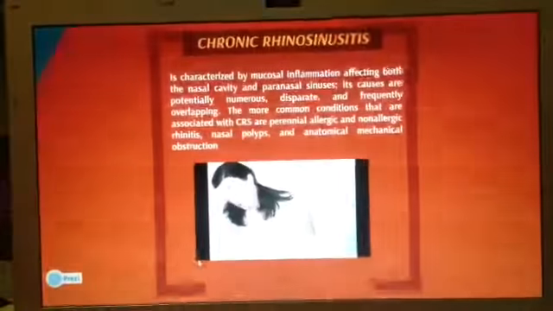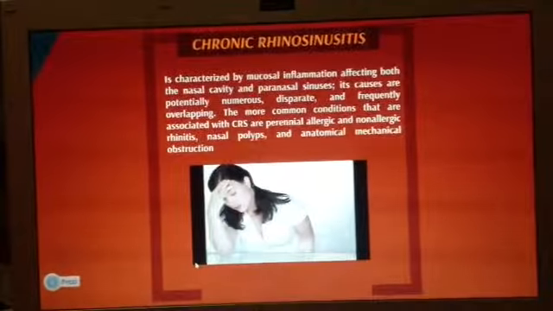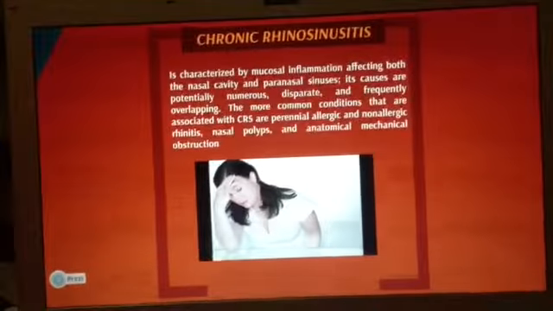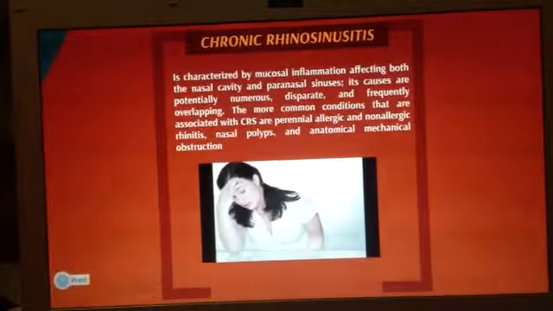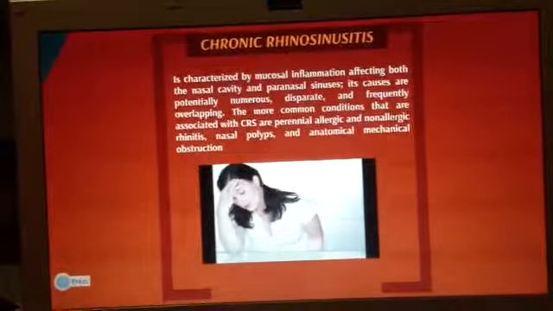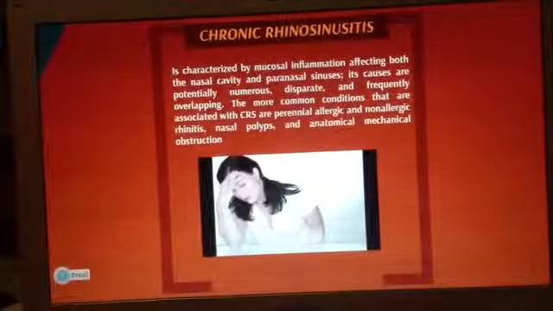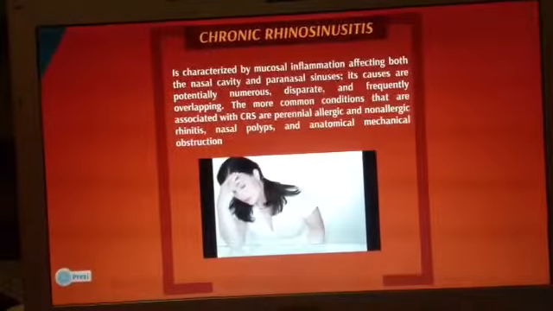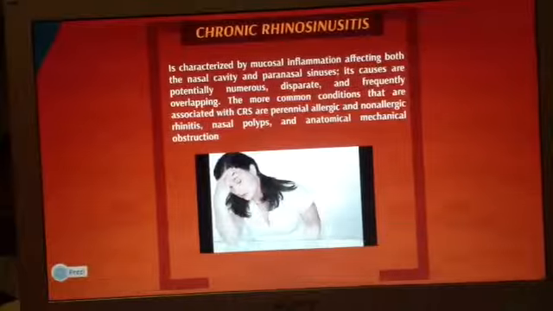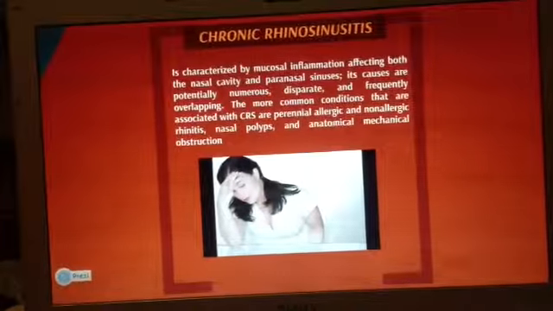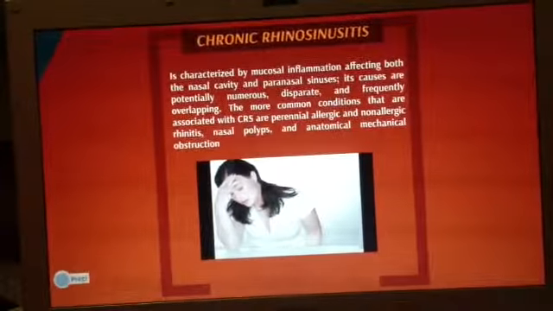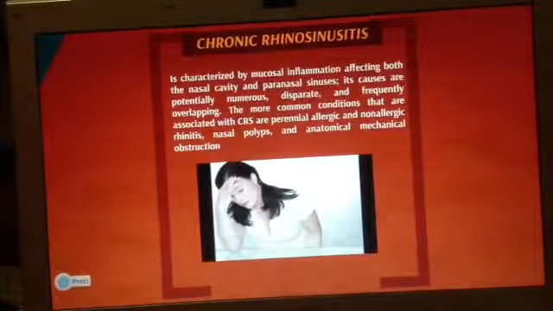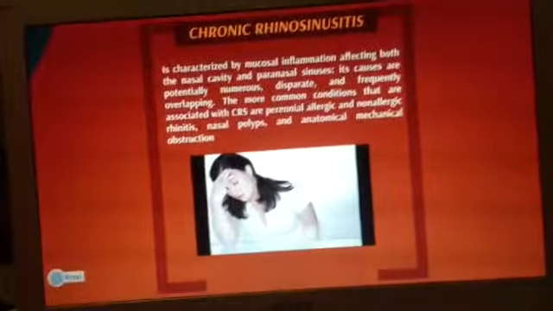In application in medicine, we have other types, such as chronic rhinosinusitis, which is characterized by mucosal inflammation affecting both the nasal cavity and paranasal sinuses. Its causes are potentially numerous, disparate, and frequently overlapping. The more common conditions that are associated with CRS are perennial allergic and non-allergic rhinitis, nasal polyps, and anatomical mechanical obstruction.